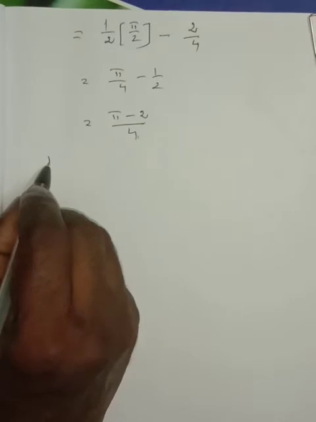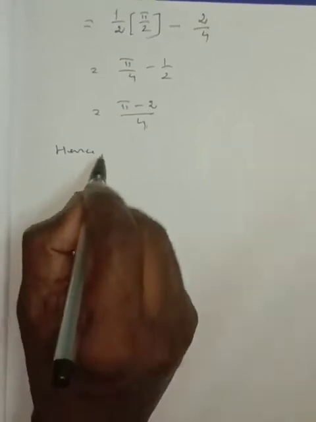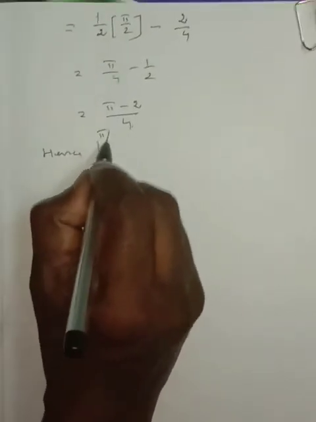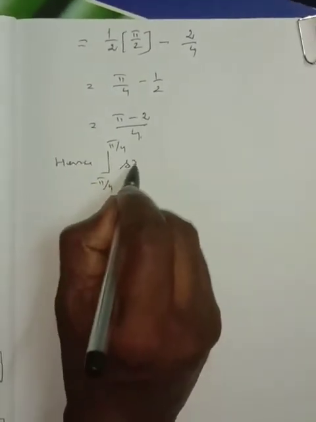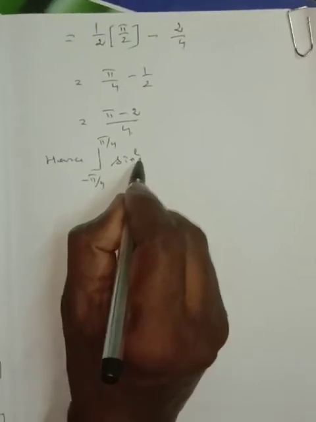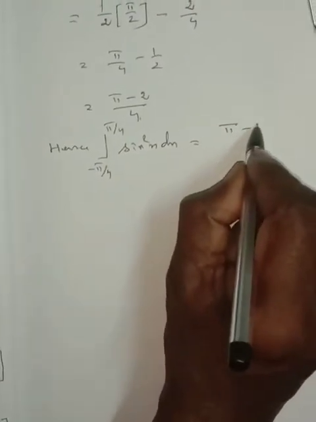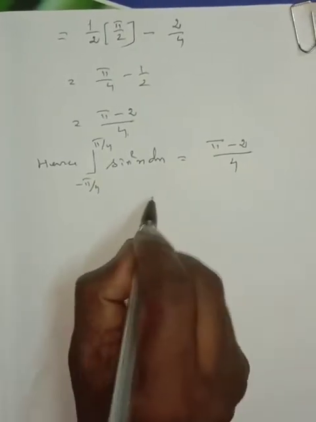Hence, integral minus pi by 4 to plus pi by 4 sin square x dx is equal to pi minus 2 divided by 4. Hence the result.